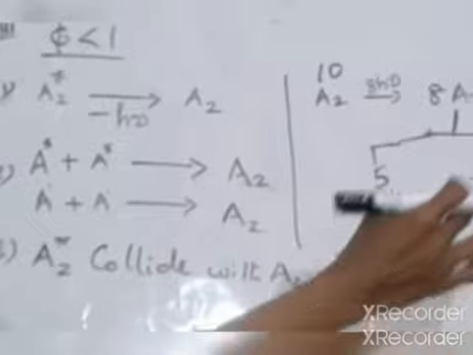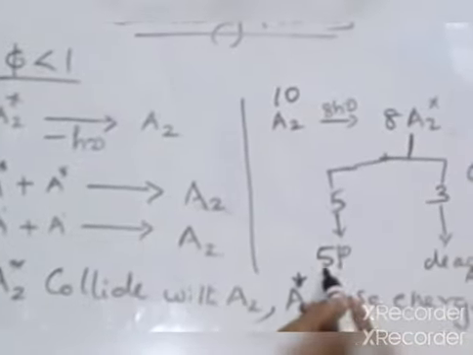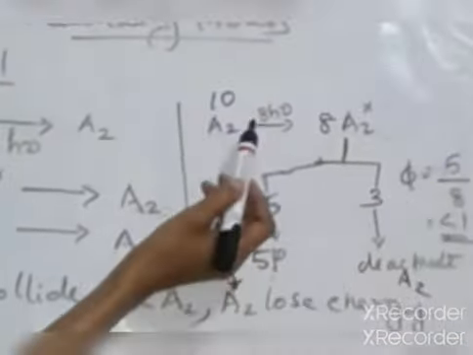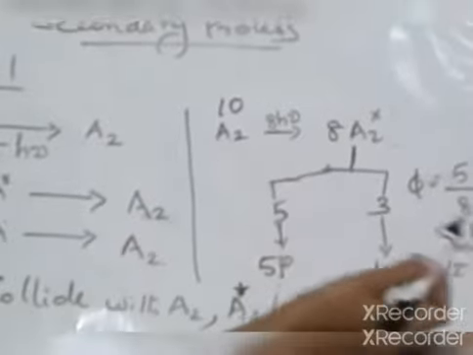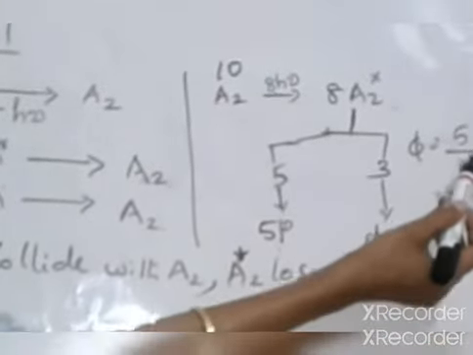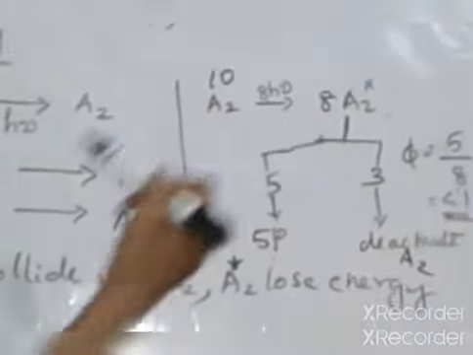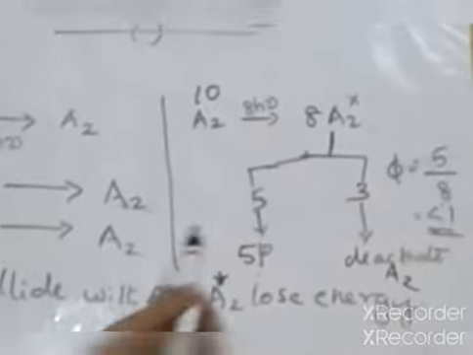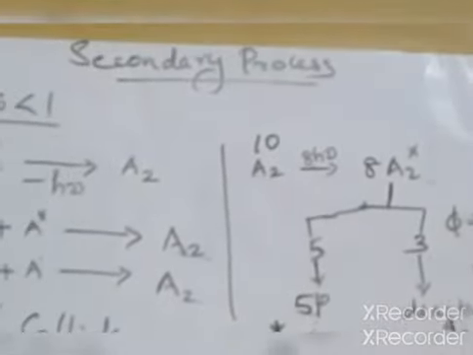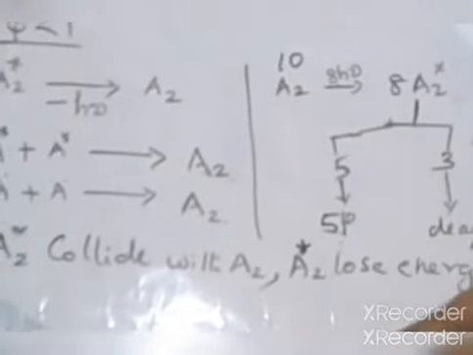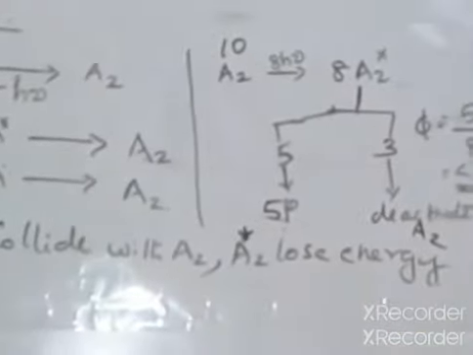So the phi value is equal to the number of products formed, which is 5, divided by the number of quanta of radiation absorbed, which is 8. That is, by absorbing 8 quanta of radiation, only 5 product molecules are formed. So phi is equal to 5 by 8, that is less than 1.